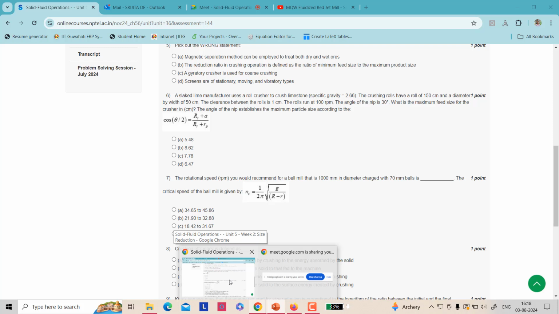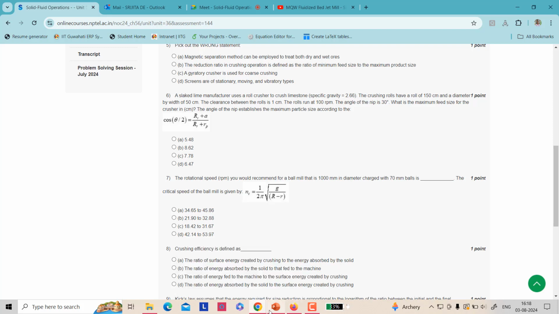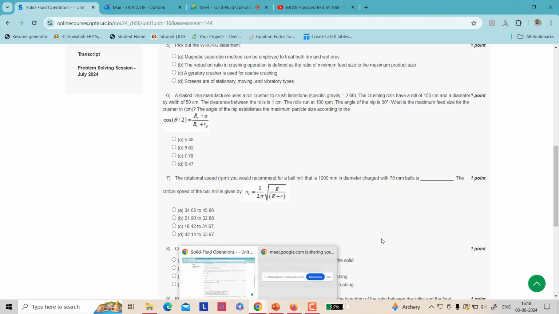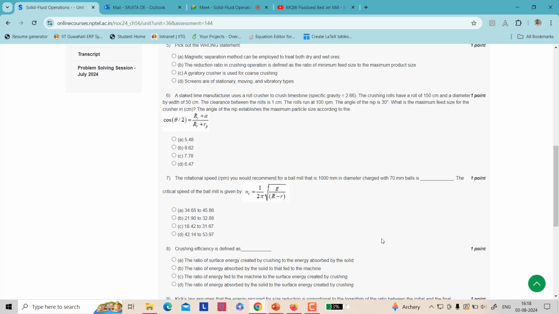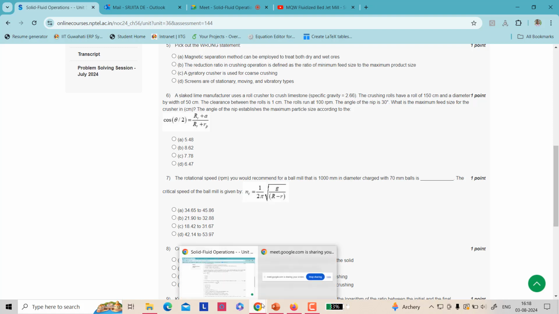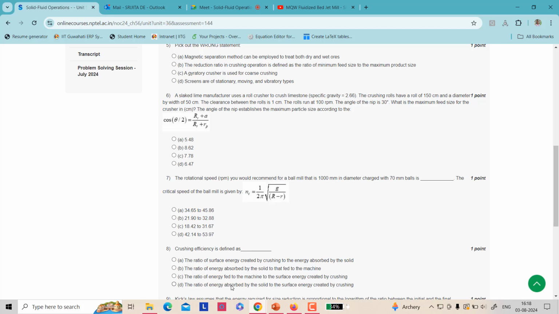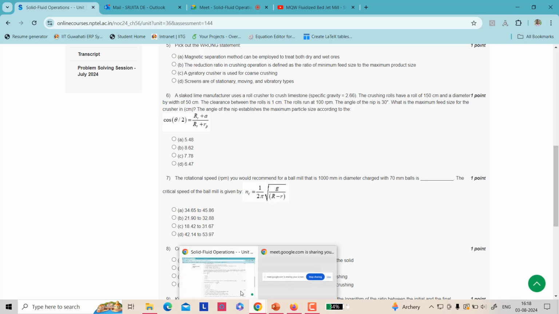Here also I have made one mistake. The crushing rolls have a roll of 150 centimeter and the diameter by width of 50 centimeter. That doesn't mean the diameter is 50 centimeter. It is said diameter by width, so actually the diameter is 150 centimeter. Don't get confused with this language. Then only we can proceed with the sum.